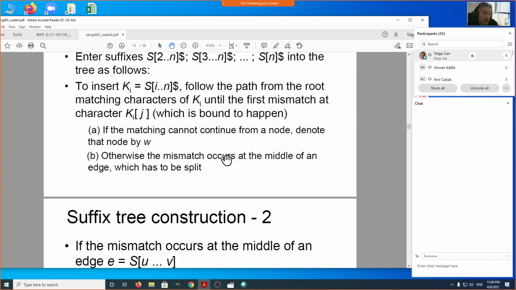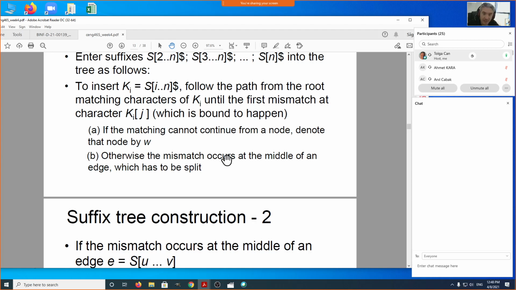It may be in the middle of an edge label. In that case, we introduce a new node by breaking the edge label into two parts. At that point, there is a new intermediate node.